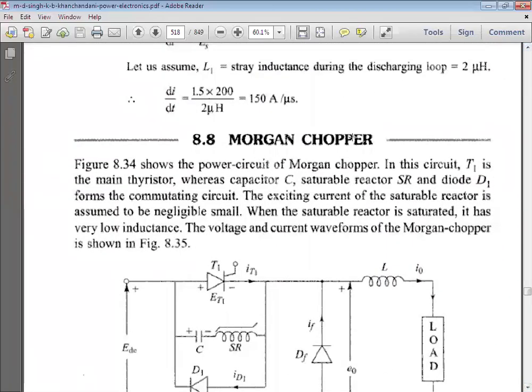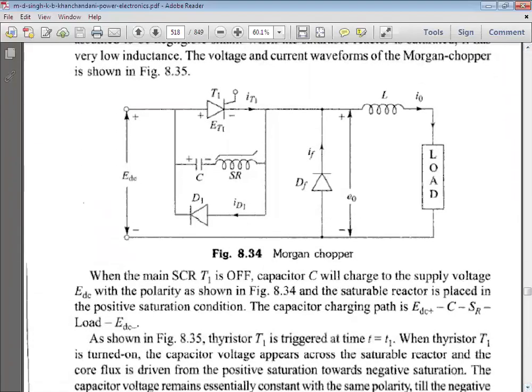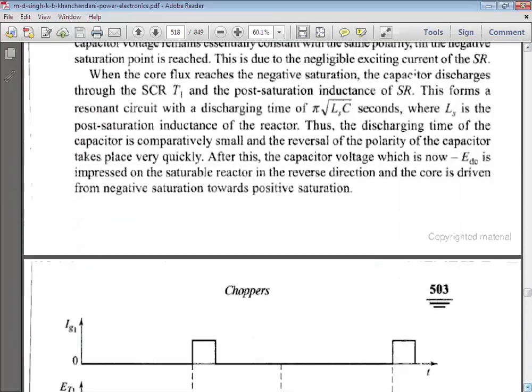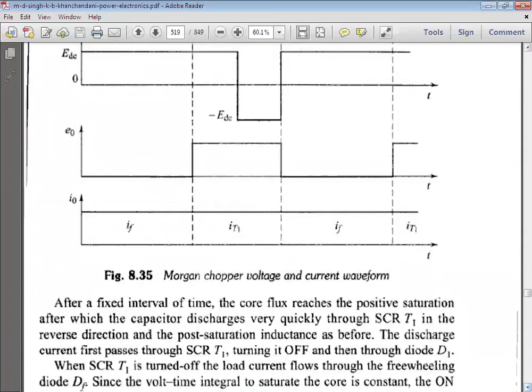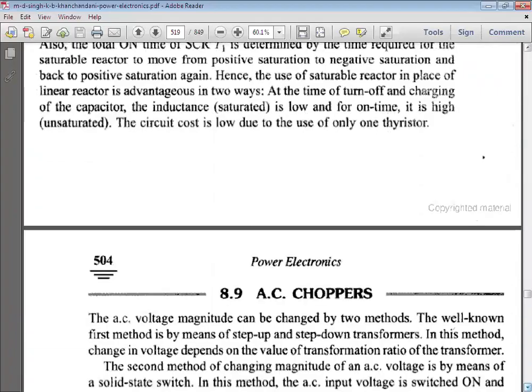The next application is Morgan chopper. For this Morgan chopper, you also have to prepare the diagram and the waveforms. Let me show you the end point. So this is the end point. These two applications of the chopper, the Jones chopper and Morgan's chopper, you can take for self study. Don't forget, these 2 points are very, very important.